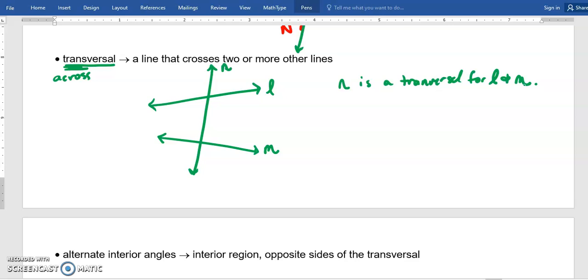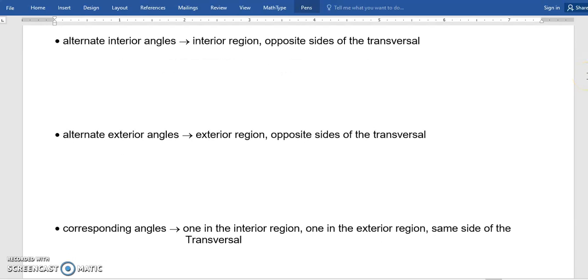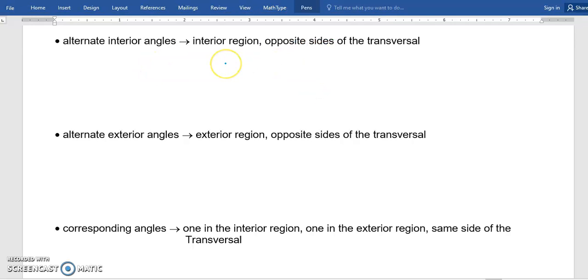Now, if we make the two lines parallel, then some special stuff happens, and that's where we're headed with this ultimately. But you can have a transversal without having two of the lines be parallel. Alright, this is the important stuff here, super important stuff. Alternate interior angles. So if you have two lines, not necessarily parallel, and a transversal.